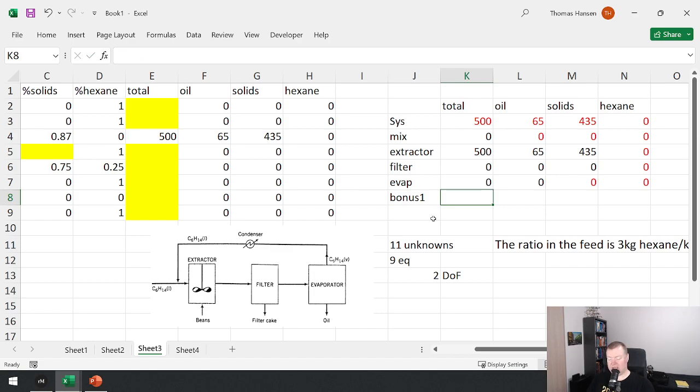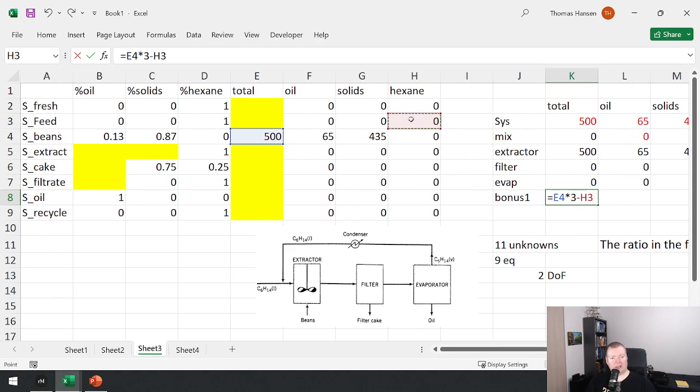Well, basically it means that if I take my mass of beans and multiply it by 3, I need 3 times as much hexane. So if I take the mass of my beans and multiply it by 3, and I subtract the amount of hexane that is fed into my extractor, if that gives me 0, then I am happy. We can just test it here. So I know I have 500 kilograms, so I know that if I have 1,500 kilograms of hexane, that equation should give me 0. It does. Perfect. I wrote it correctly. Yay! I'm now down to 1 degree of freedom.